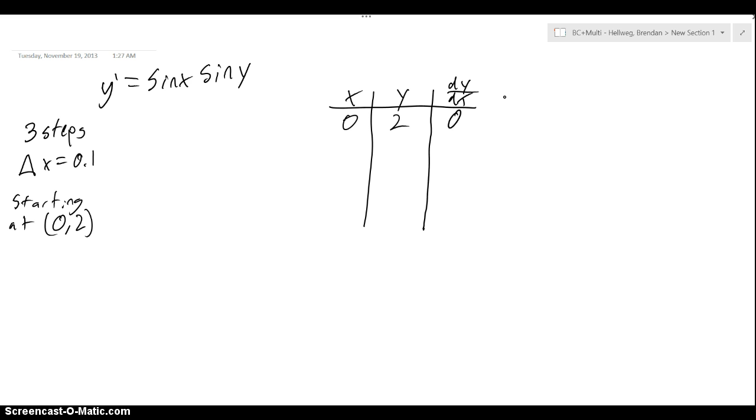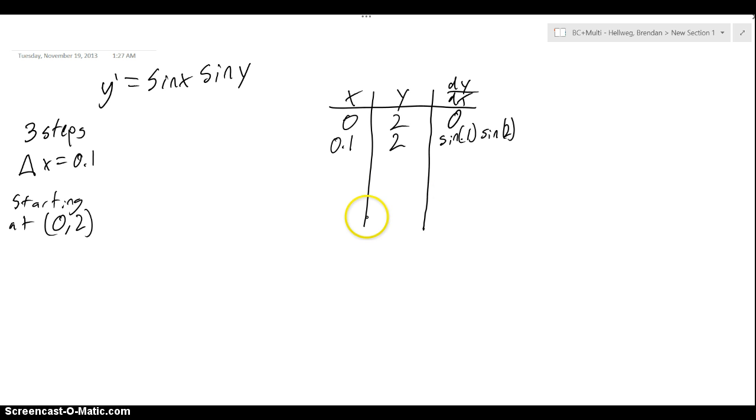Now, when we add 0.1 for the next step, we're going to have 0.1, and then again it's going to be 2. Then we're going to see sine of 0.1 times sine of 2. I'm not going to calculate that out because that's going to be uglier than sine of 0.1 sine of 2, so I'll just put that in here. The next step is plugging that slope and the next x and y values into the next part of the function.